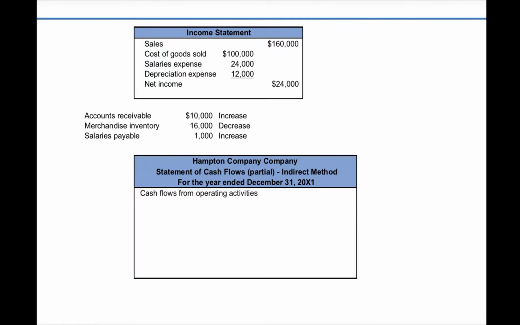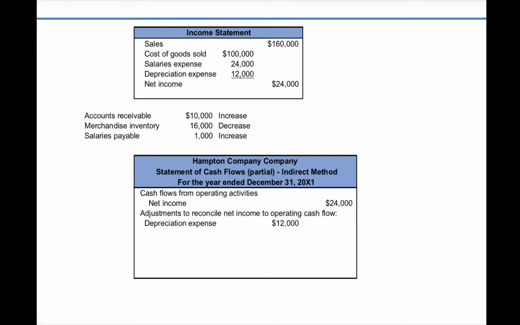Well, what do we start with? Start with net income, $24,000 given to us right there. Then we're going to basically make the adjustments to reconcile net income to operating cash flow, where we're going to go in and essentially reverse out the effects of anything that got us to net income but didn't actually affect cash.